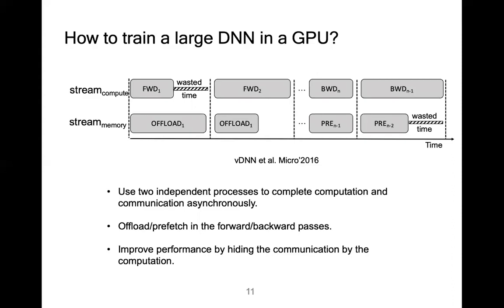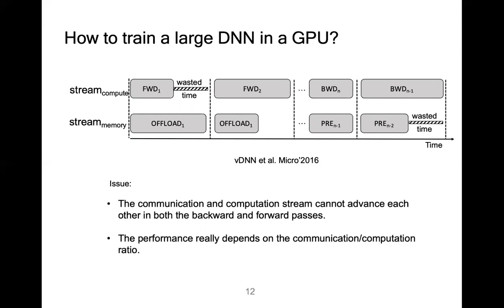Ideally, the performance can be maximized by hiding the communication behind the computation time. VDNN enforces a synchronization barrier between layers. It means that the communication and computation streams cannot advance ahead of each other in both the backward and forward passes. However, this design makes the performance really depend on the computation and communication ratio. It is a waste of computation resources if the communication time is the bottleneck.